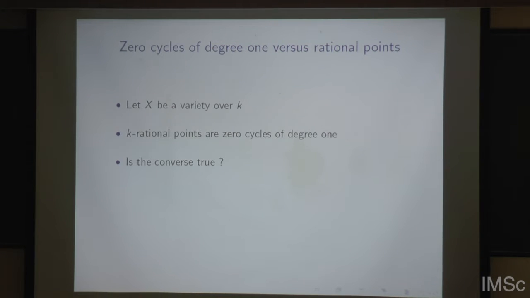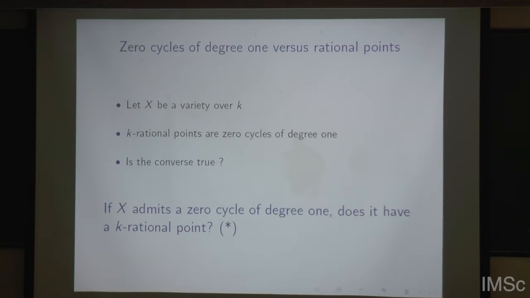Okay, here is the base question. You have a variety. Of course, if I have a rational point, you just take one copy of a k-rational point, so that is a zero cycle of degree 1. Is the converse true? The big question is: if you have a variety and you know that it has a zero cycle of degree 1, do you have a k-rational point?